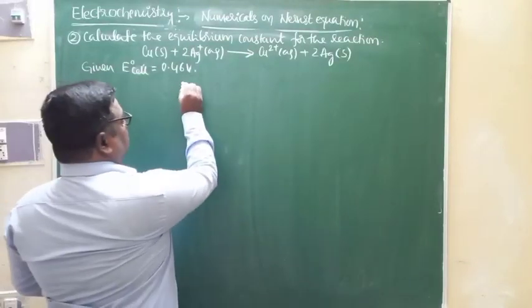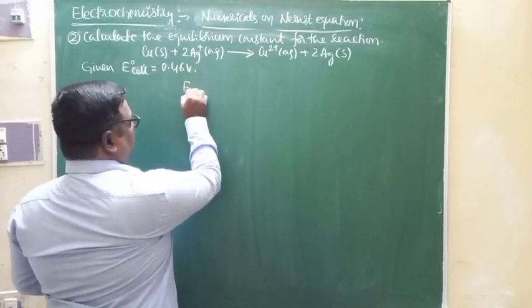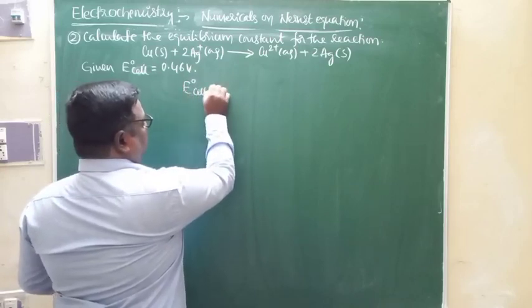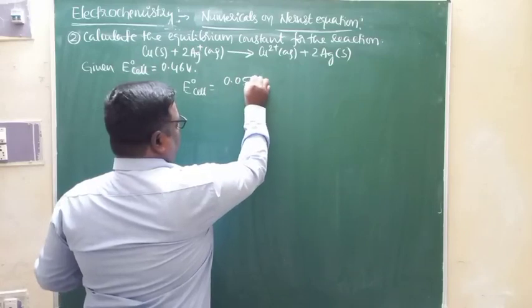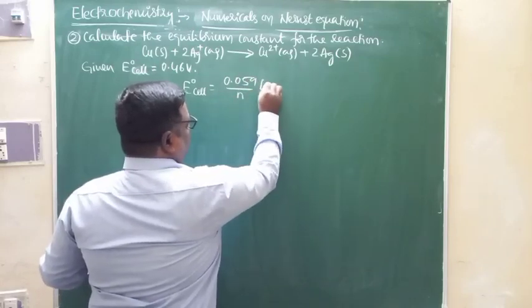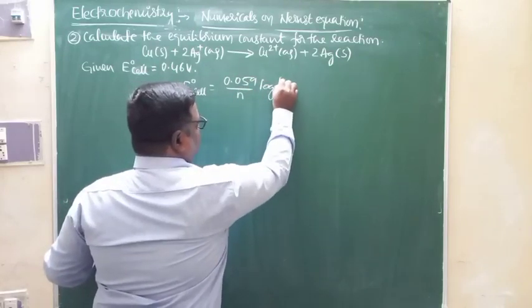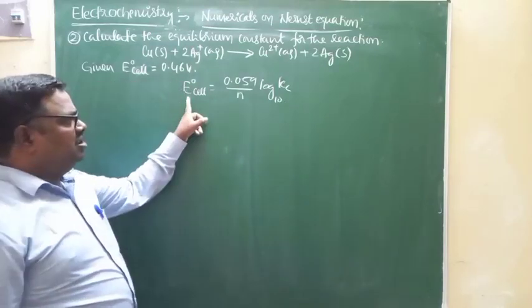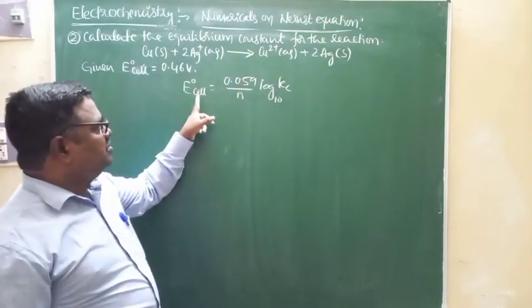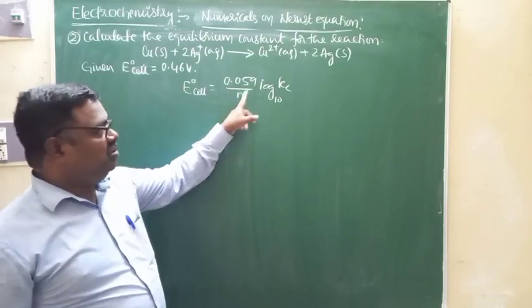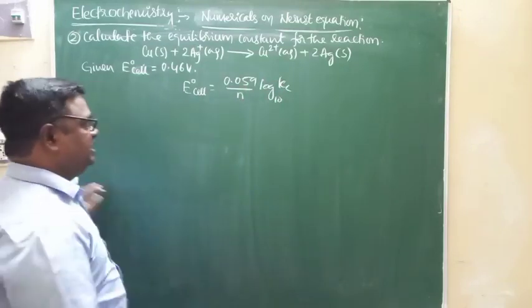You know the expression for the equilibrium constant: E naught of cell is equal to 0.059 divided by n, log to the base 10 of Kc. This is the relationship between E naught of cell and Kc. E naught of cell is given and the n value is known to you. Based on that, you are supposed to calculate Kc.